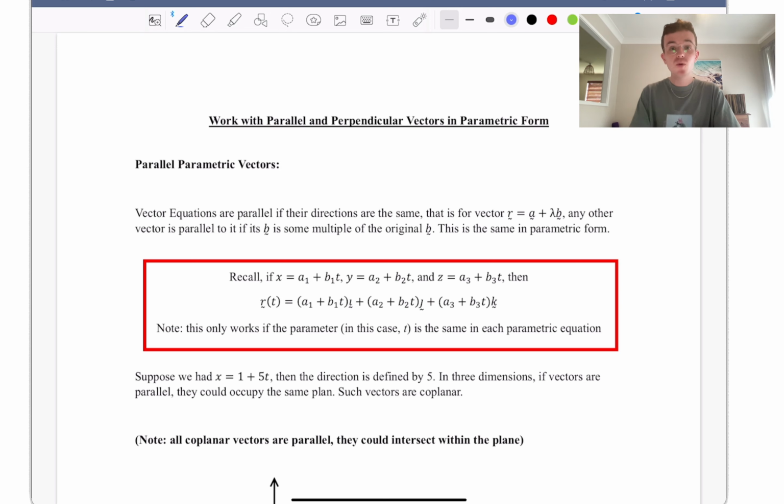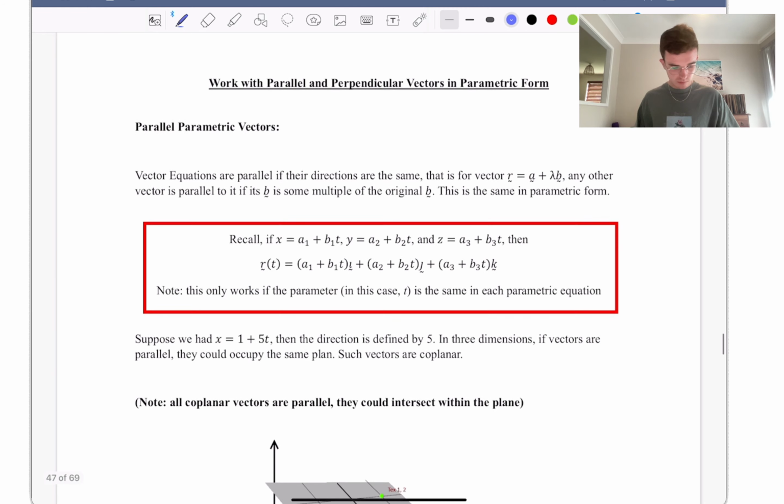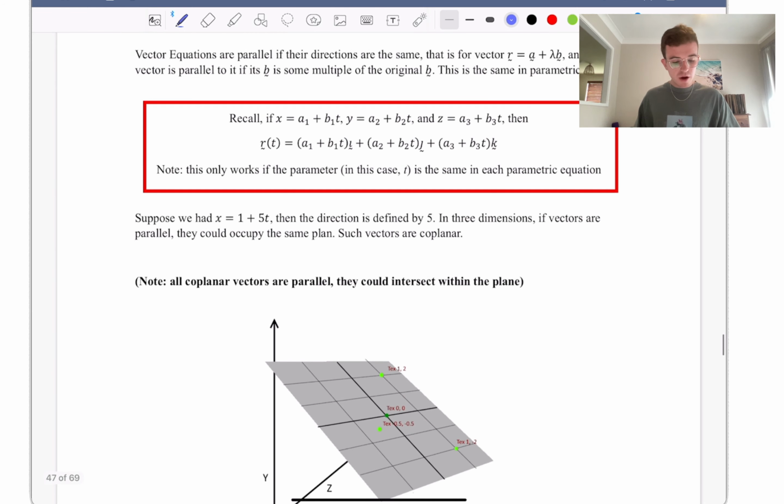Hello, today we're going to work with parallel and perpendicular vectors in parametric form. So vector equations are parallel if their directions are the same. And that means that the direction components of our two vectors are the same or some multiple of each other. So suppose we had x is 1 plus 5t, then the direction is defined by 5.